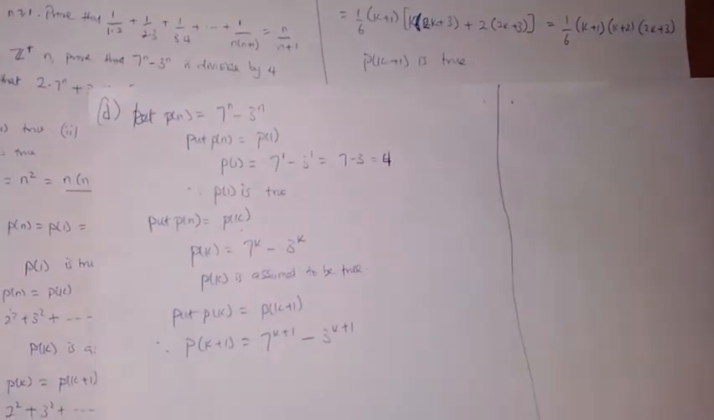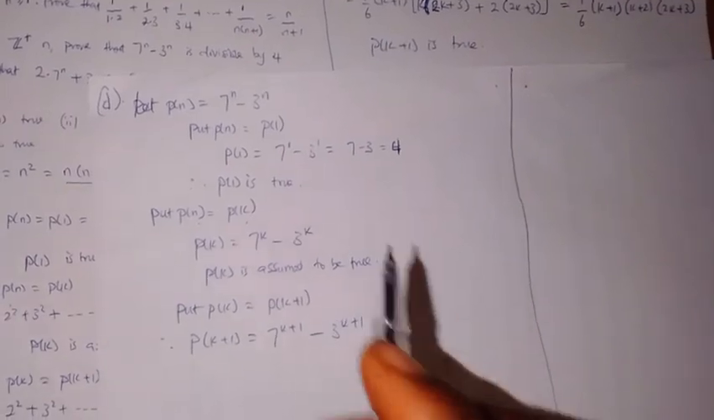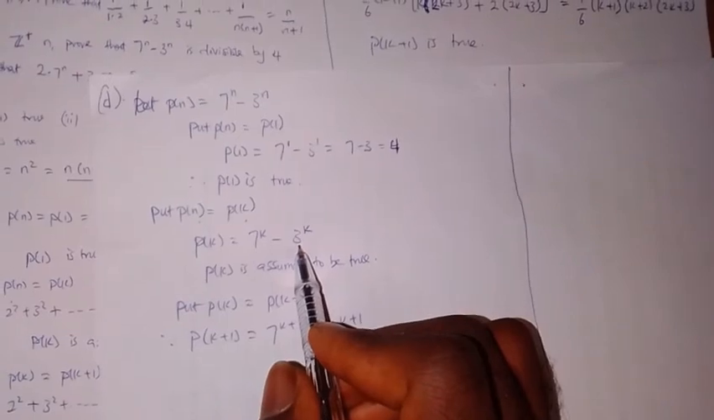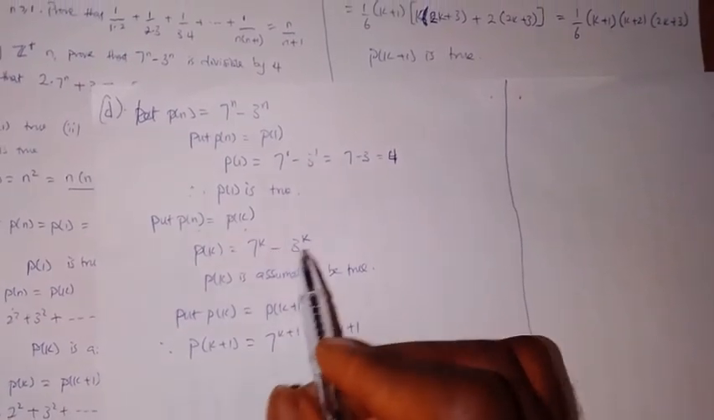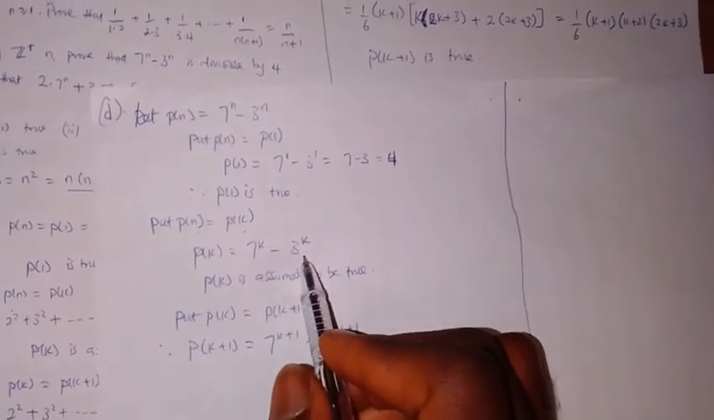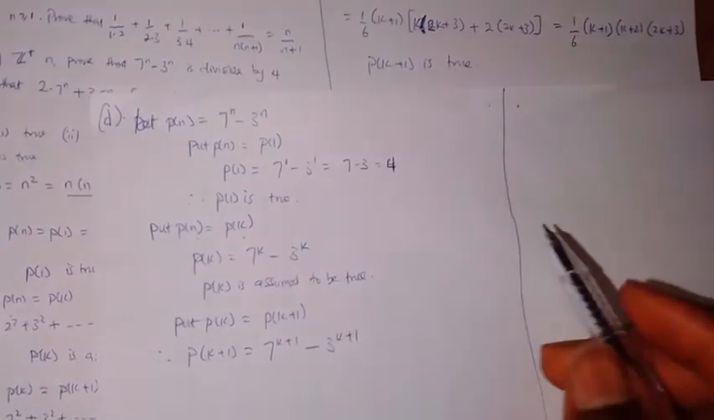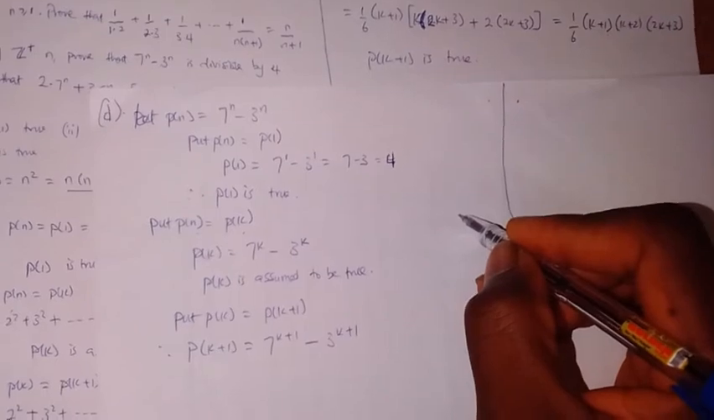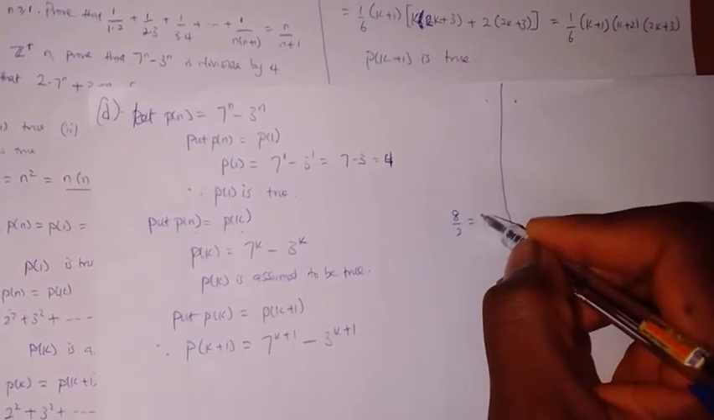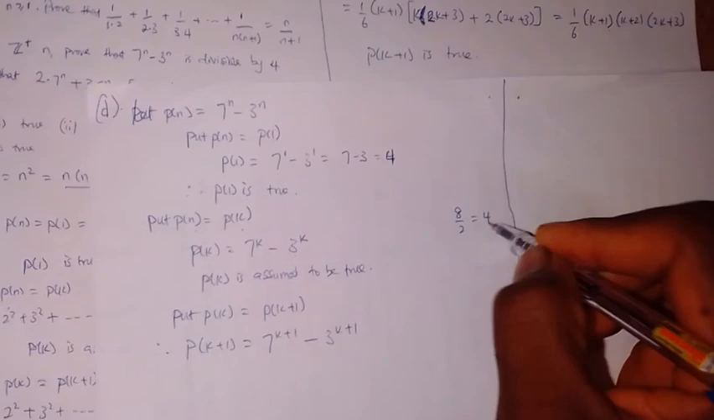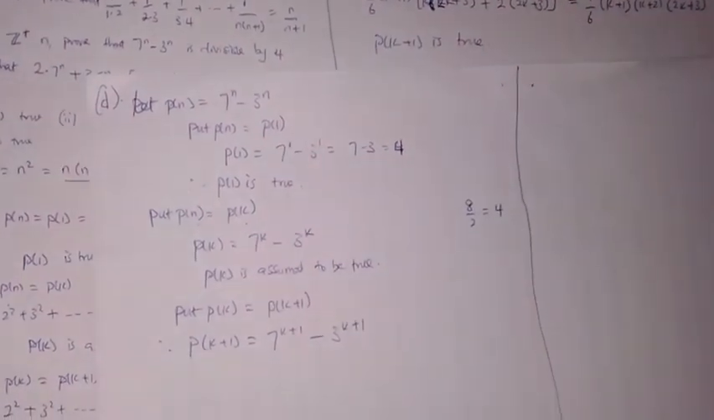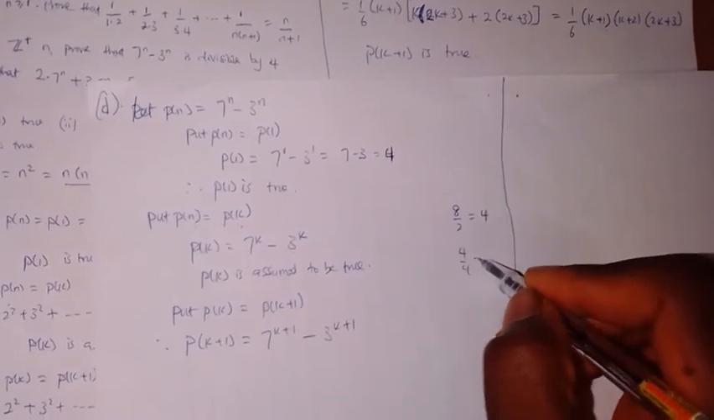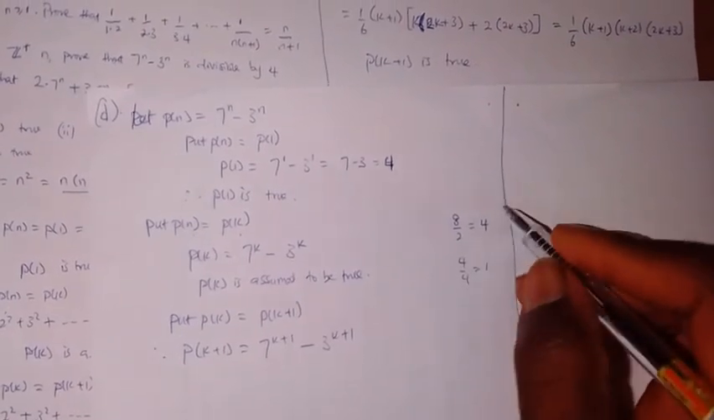Now, note, there's a mistake I made when I was here. For this kind of question, since my question said it is divisible by 4, it means 7 raised to the power k minus 3 raised to the power k over 4 will give us a constant. What do I mean? If I say 8 is divisible by 2, it means 8 over 2 gives us 4. In that case, that's the answer. Now, if I say 4 is divisible by 4, it means 4 over 4 is equal to 1, isn't it?